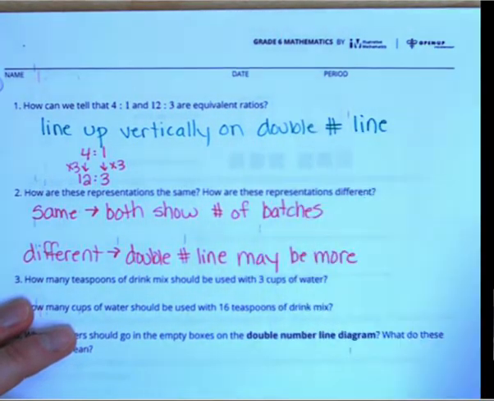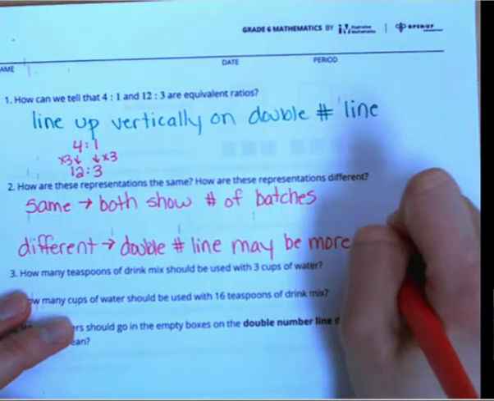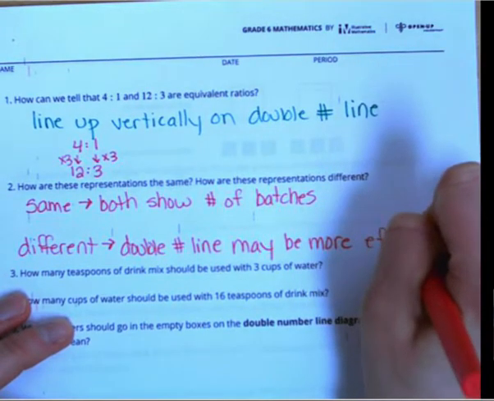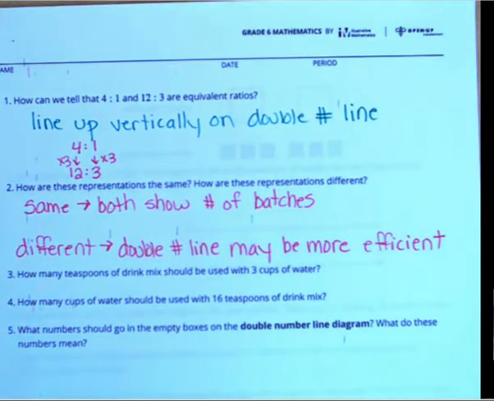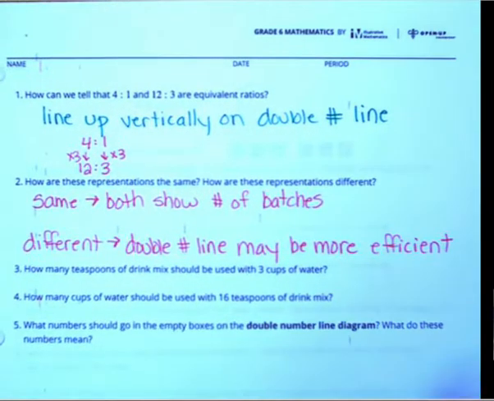Now, it does not matter to me which strategy you use, if you want to use the visual or the double number line. It's really whatever works best for you. I'm just trying to show you as many strategies as I can, and you pick the one that works best for you. Okay, question 3.